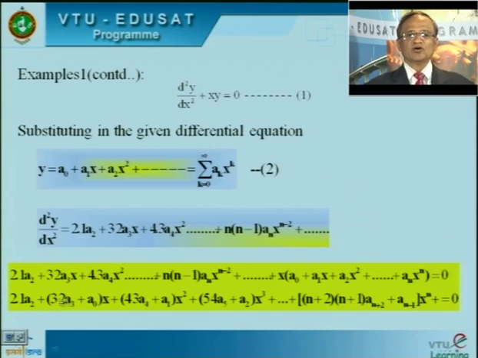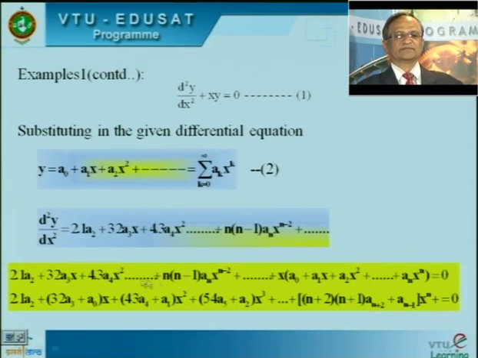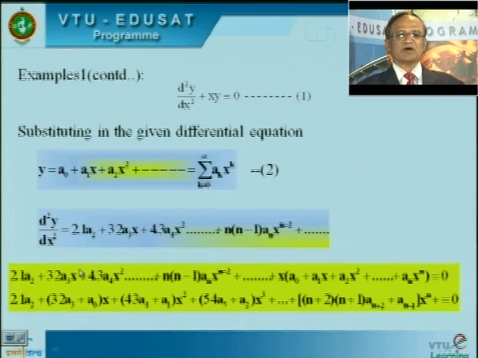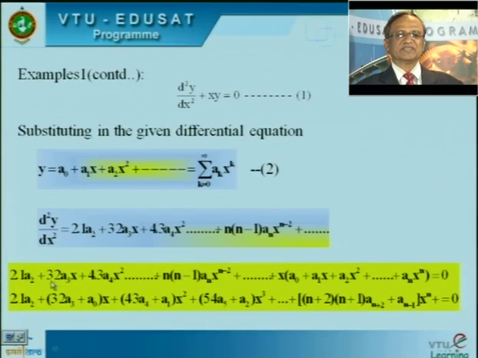Right. So now from these two series, I want to collect the coefficients of x to the power 1. Okay, so you observe the second term: x, its power is 1 and its coefficient is 3 into 2 into a3.